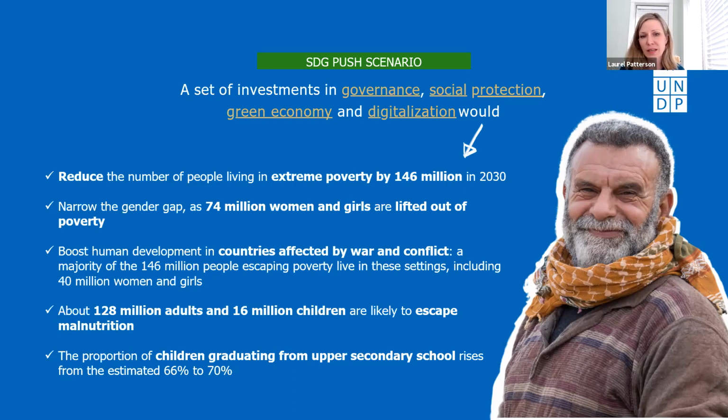And there are significant gains in this scenario as well, in terms of escaping malnutrition, and also the number of children that would graduate from secondary school. It rises from 66% to 70% overall in the SDG push scenario. Next slide, please.